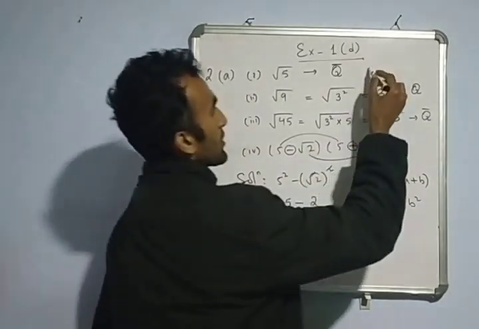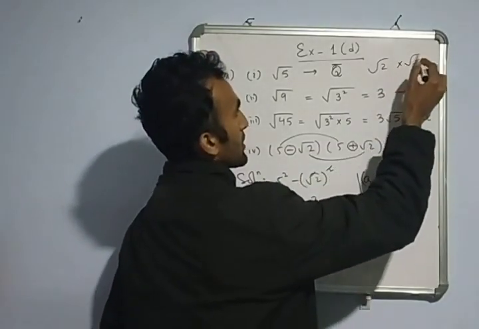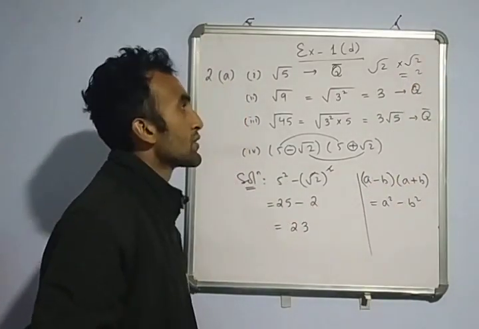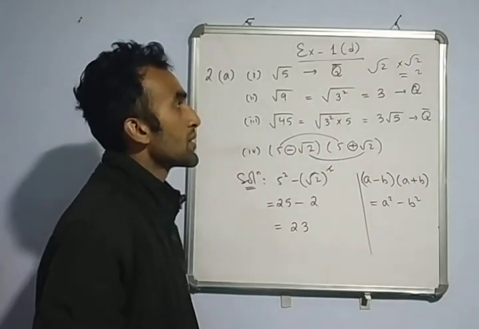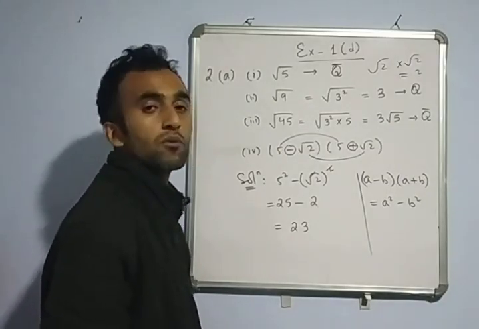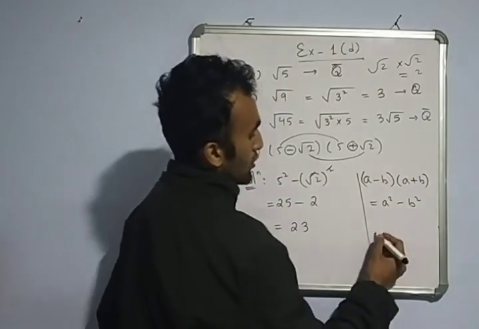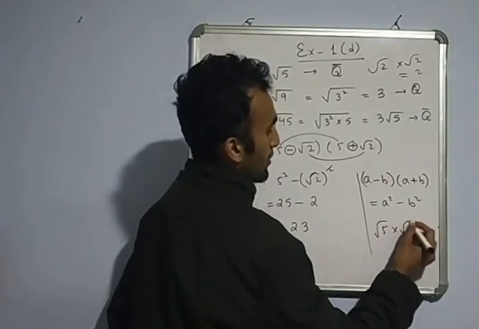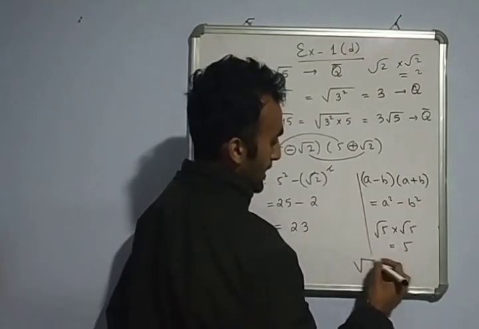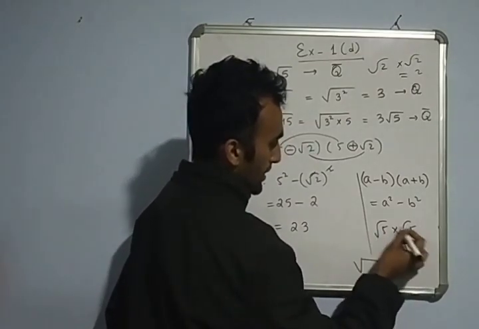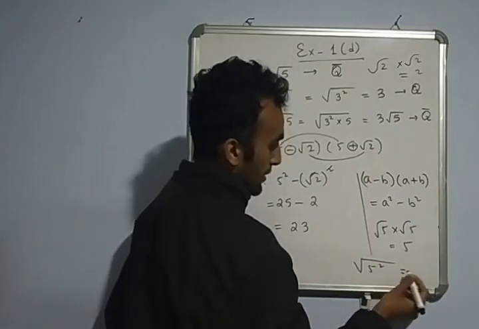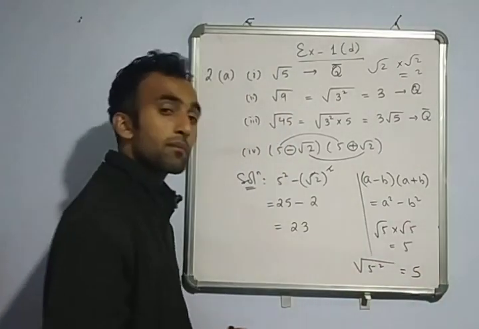Square root into square root. See, square root of 2 into square root of 2 is 2 only. Don't write that it is 4. Square root of 2 into square root of 2 is 2. Like square root of 5 into square root of 5 is equal to 5. Because the roots are the same, I can multiply. 5 into 5 is 25, I can write 5 square, so the root of 5 square is 5. So that's how it becomes 5.